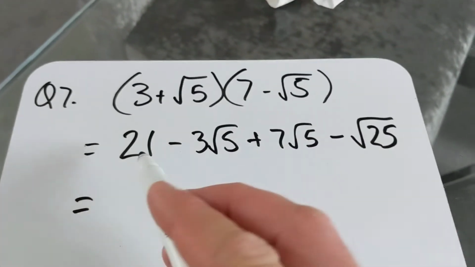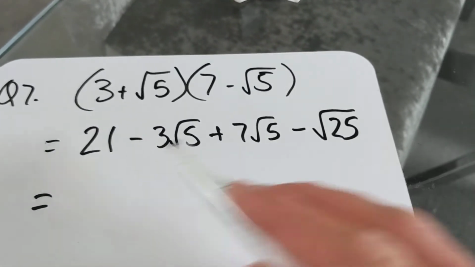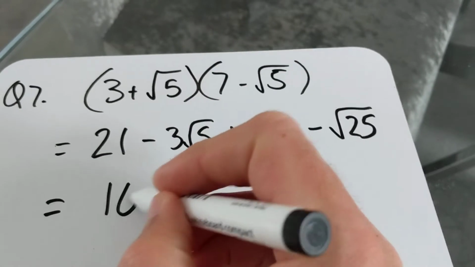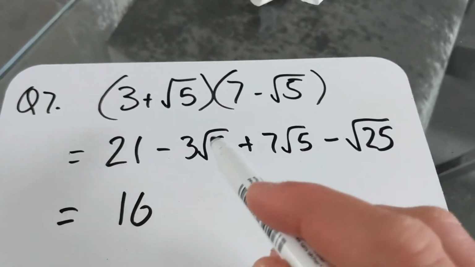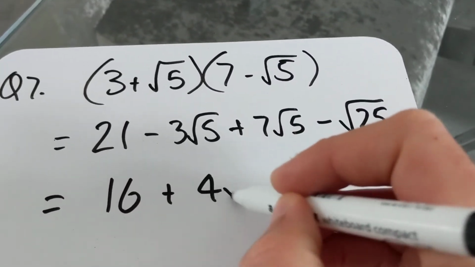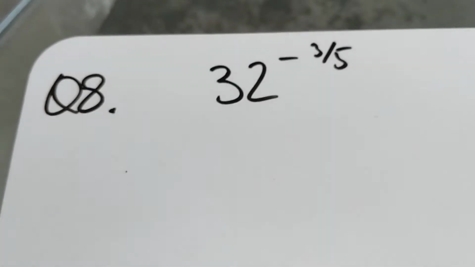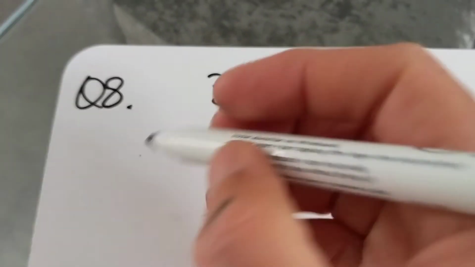In terms of your numbers, you've got 21. Root 25 is just 5. So 21 take away 5 is 16. And then you collect your root 5s: minus 3 root 5s plus 7 root 5s gives you overall plus 4 root 5. Okay, question 7. Oops. So question 8, tricky index question.